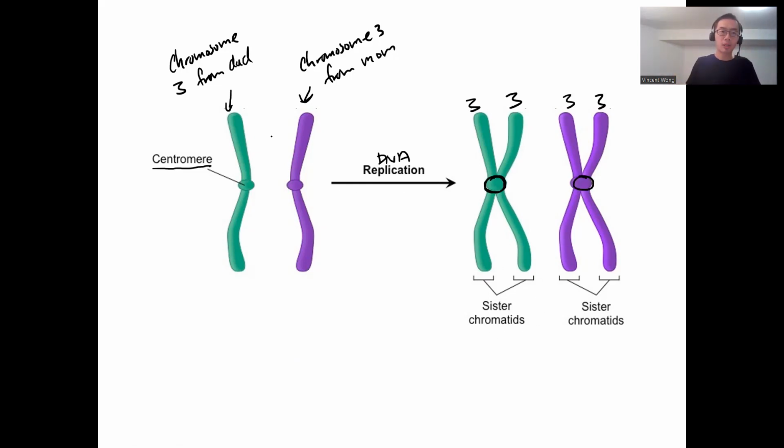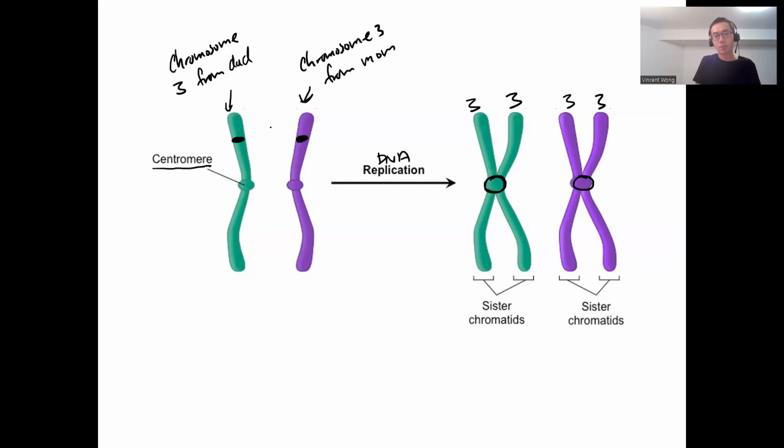Now, I want to backtrack a little bit. We'll learn more about this later on in the course, but the chromosome 3 that you inherit from your dad is not identical to the chromosome 3 that you inherit from your mother, right? For example, I'm totally making this up, but on chromosome 3, maybe there's a gene for eye color. Let's say your dad has brown eyes and your mom has blue eyes. So you would inherit different information from each parent, right?